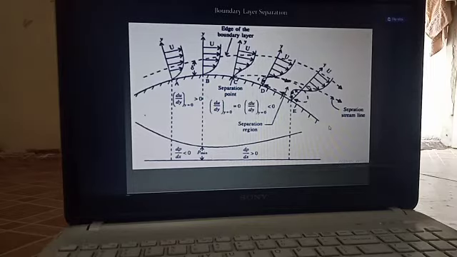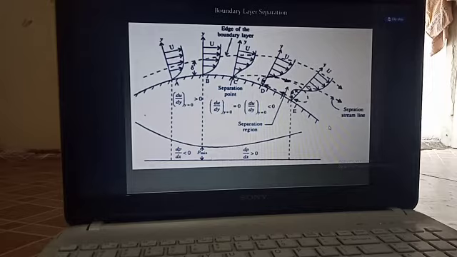Good morning, students. In previous lectures, we have studied displacement thickness, boundary layer formation, how the boundary layer develops over a flat surface, then the momentum thickness and energy thickness. We have also solved some examples based on the displacement thickness, momentum thickness, and energy thickness. Now we will see the next part, which is boundary layer separation.